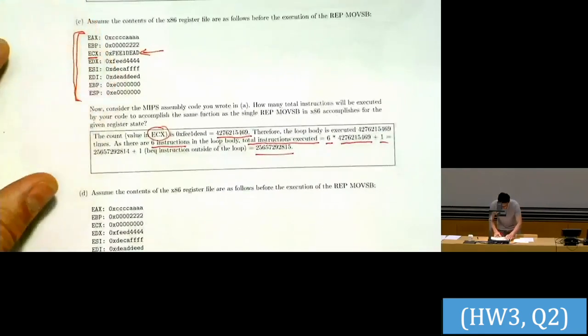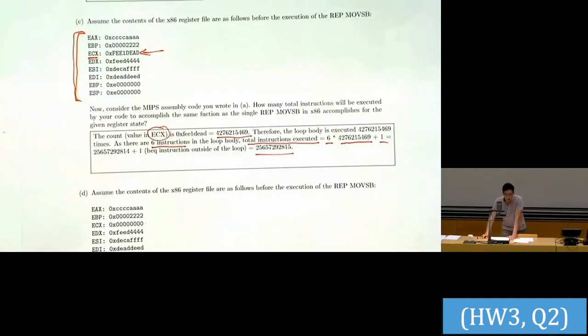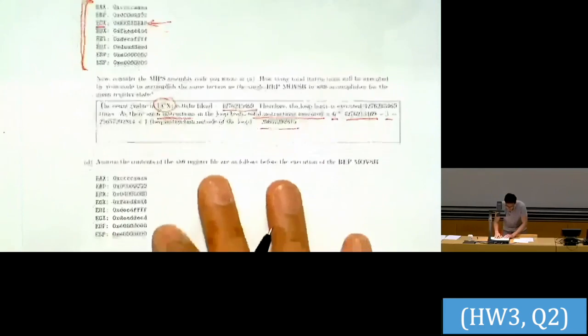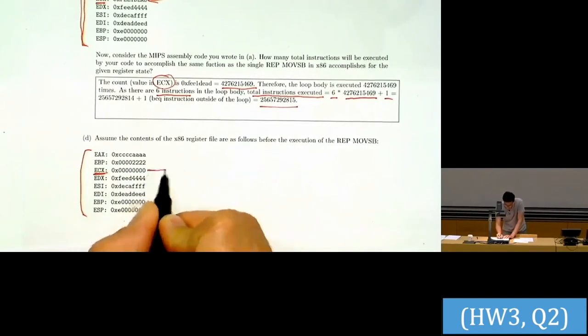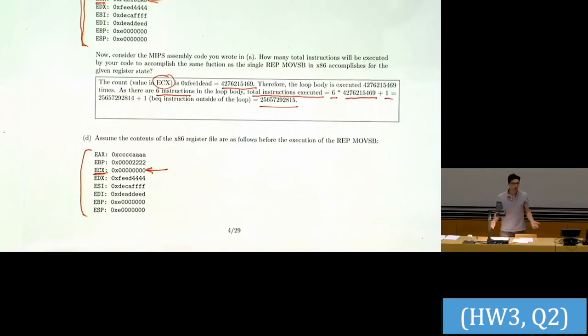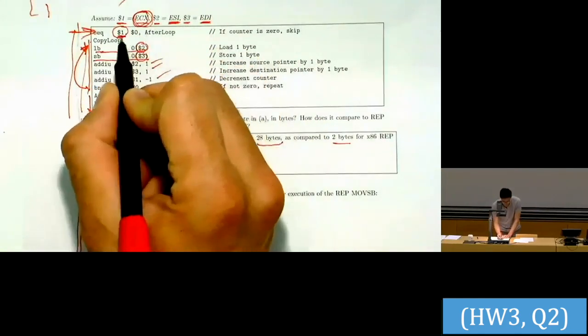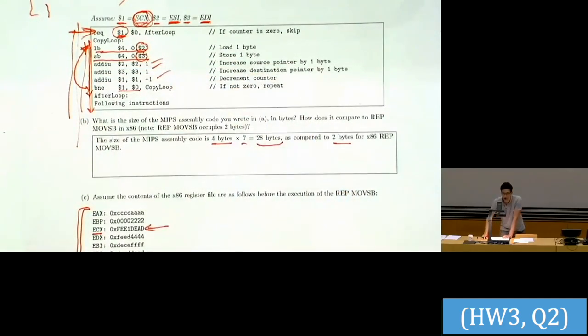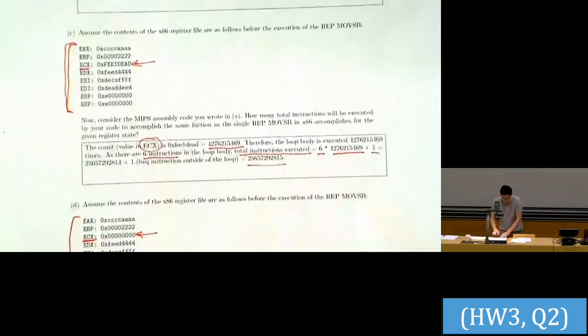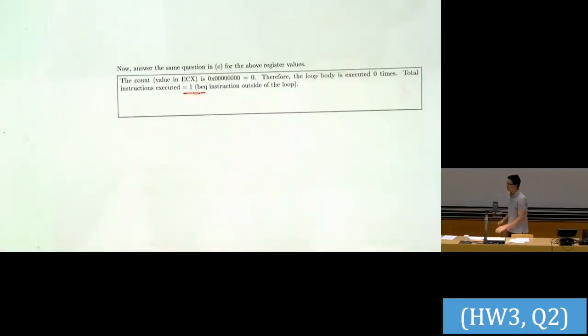The last part, part D, is exactly the same. The question is exactly the same, but the contents of the register file in this case are different. And if you observe the value of ECX this time, it is 0. So if it's 0, we are not going to enter the loop. This ECX is 0, this register 1 is 0, so we don't execute the loop body a single time. So the total number of instructions executed in this case, with these register file contents, is only 1. It's only the first BEQ instruction that you have in the code. Is that clear? Okay.